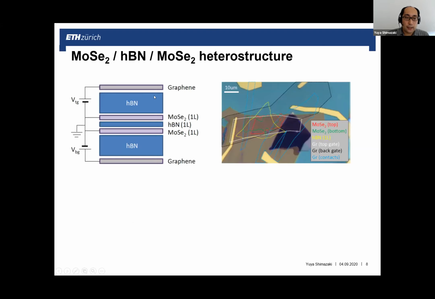So here I show the schematic image of the experimental setup and device. This Moire selenide, boron nitride, Moire selenide heterostructure is encapsulated by boron nitride insulators. And then this has few-layer graphene top and bottom gates. We apply a top gate voltage and a bottom gate voltage bias to each gate. And this is the optical microscope image of the actual device.